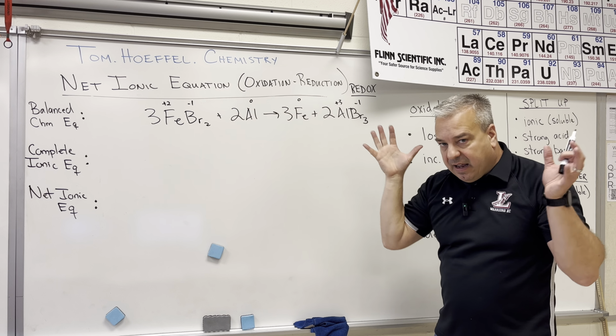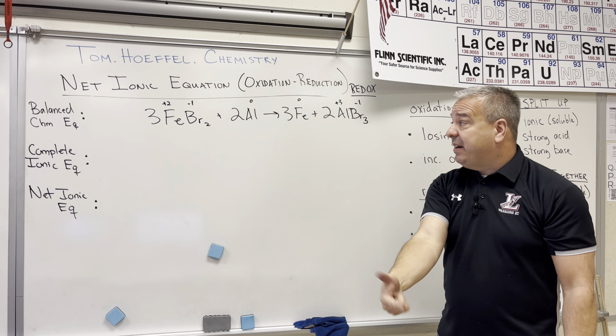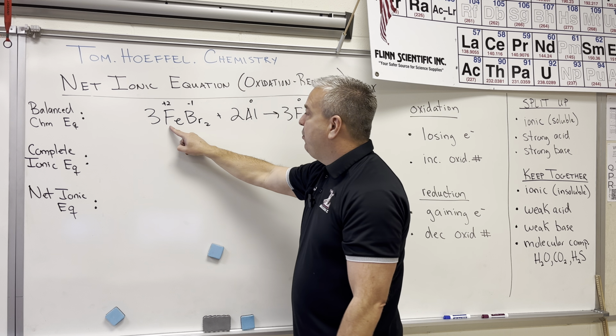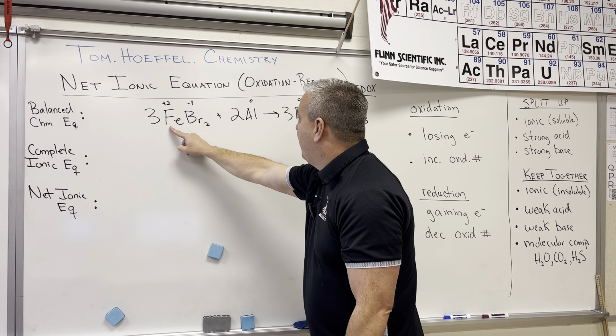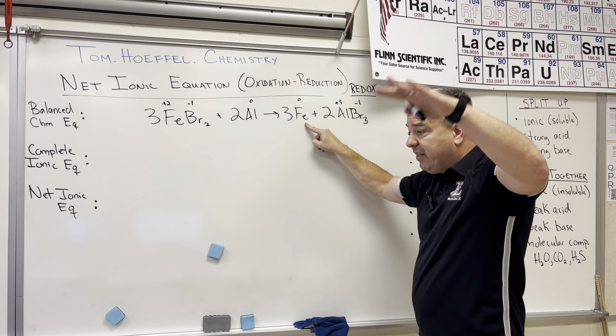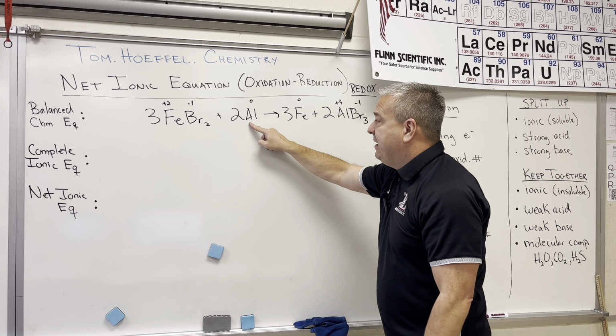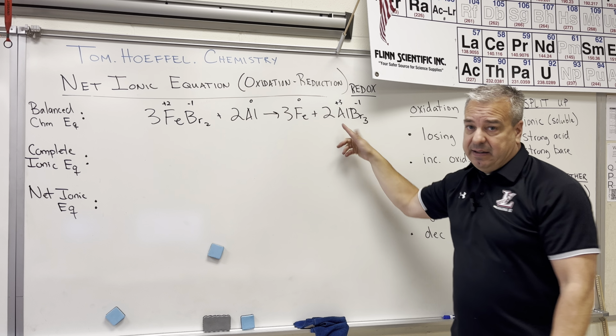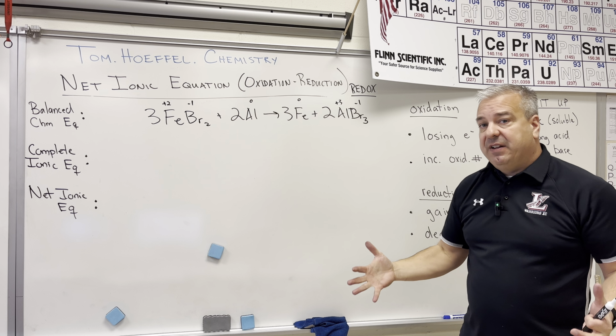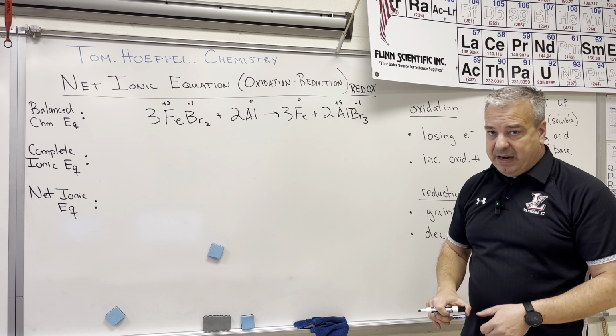You better find something that's going up in oxidation number, and you better find something that's going down in oxidation number, okay? If we focus in on the iron, it's going from +2 to 0. That means it's going down. There better be something that's going up. And the aluminum's going from 0 to +3. So I feel pretty confident that this is an oxidation reduction reaction.